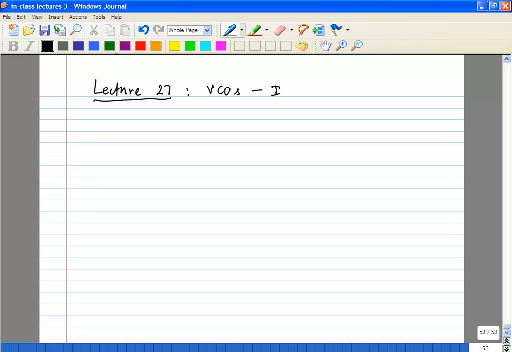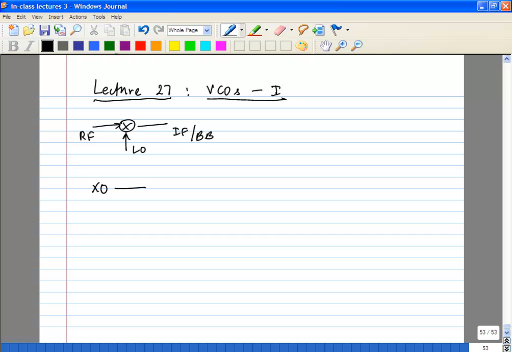So as promised, from today we are going to study voltage control oscillators. We looked at mixers where you need the LO signal, and the LO signal is actually generated from a voltage control oscillator which is locked through a phase lock loop. Okay, so that will look something like this.